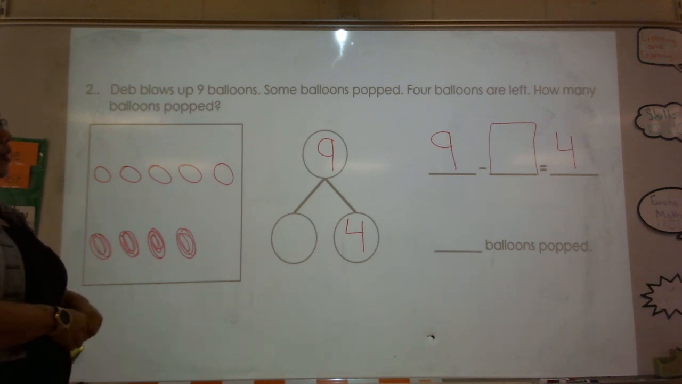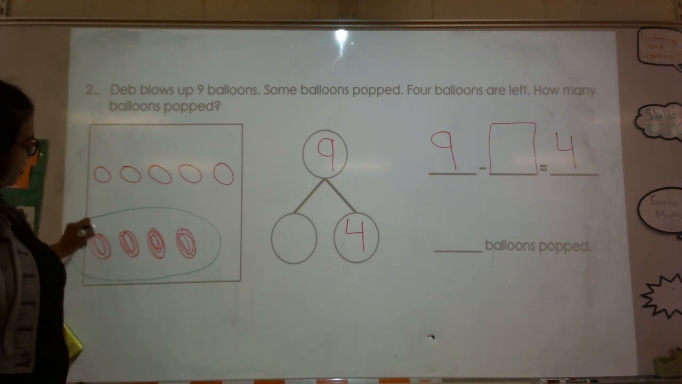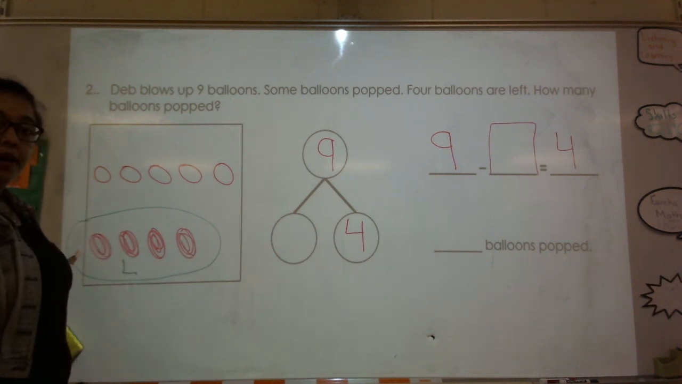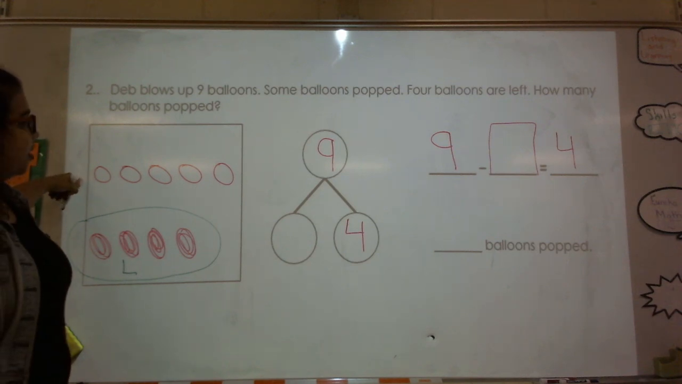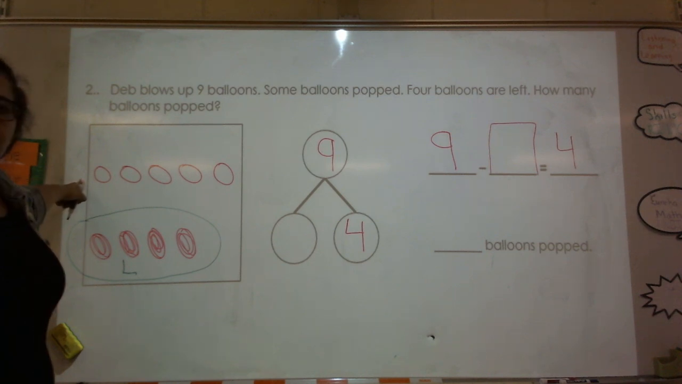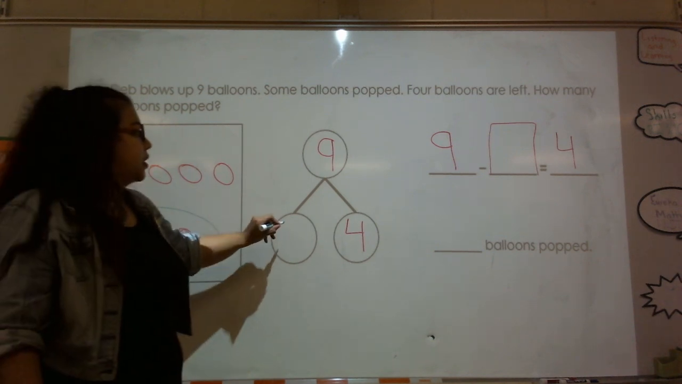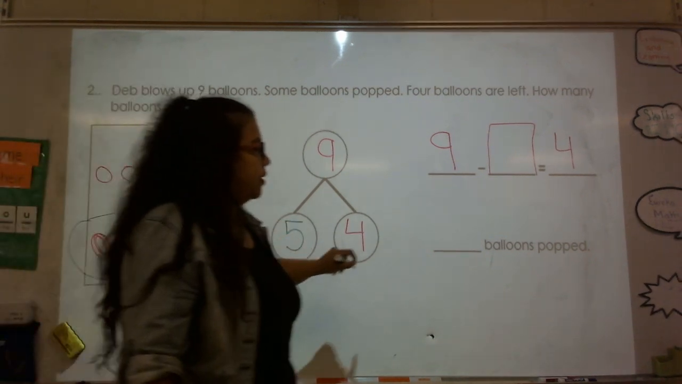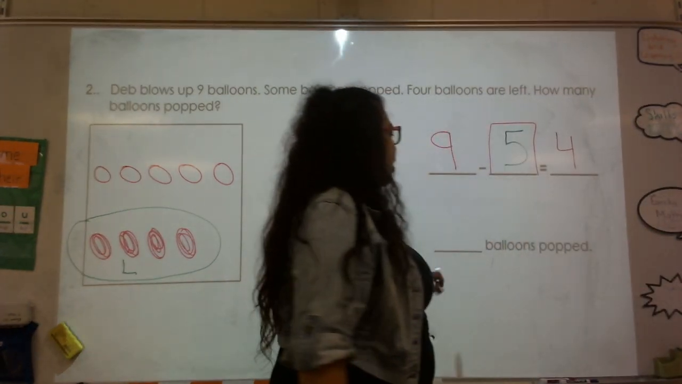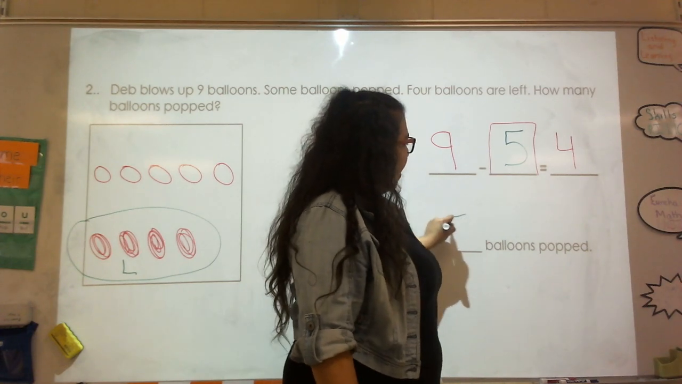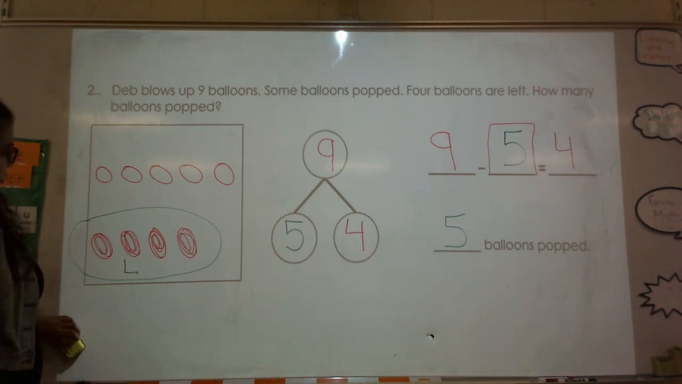Okay, what we're going to do is make a group out of the balloons that are left. I chose the bottom over the top because this was a complete group of 5, so it'll make for easier counting. And I just said this is a what? Complete group of 5, yes, which means our missing part is 5, which means 9 minus 5 popped balloons is equal to 4. Our answer is that 5 balloons popped. 5 balloons popped. Good job.